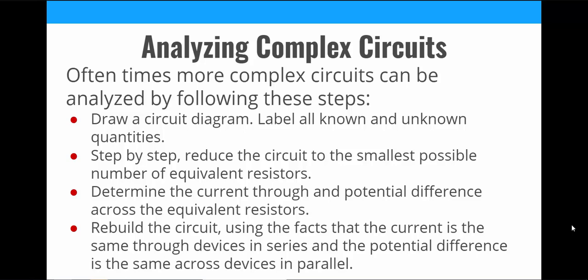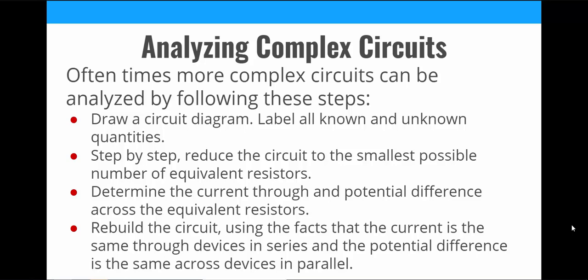When you do that, then you go, okay, now it's a very simple thing. I just have a battery and a resistor and I can analyze it. So, down to the smallest possible number. It's not always capable of going down to one. It just depends. And then determine the current and potential difference across the equivalent resistors.